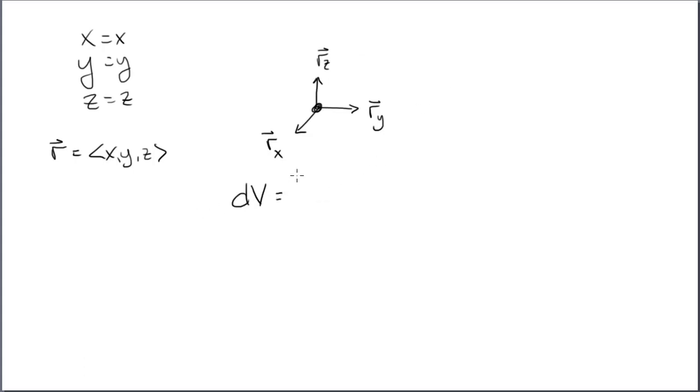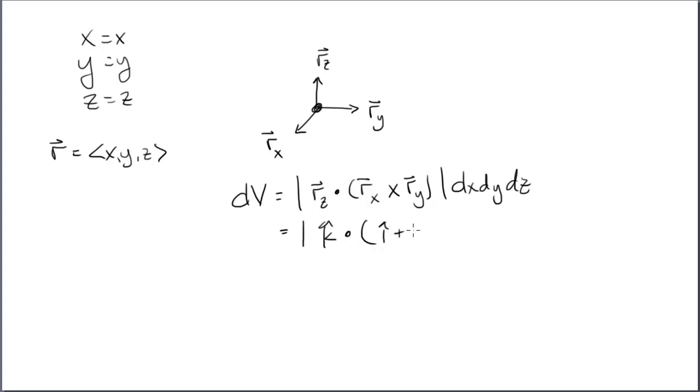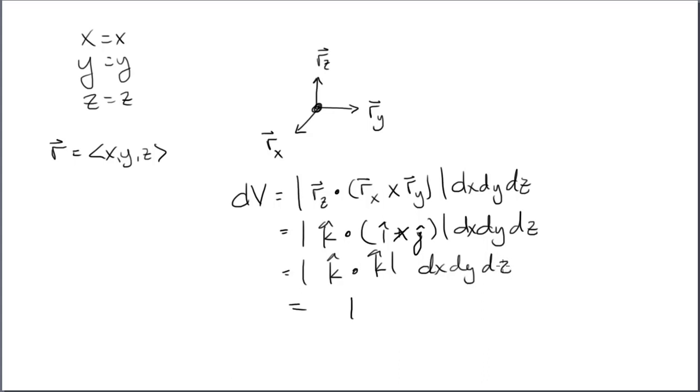The volume differential is the vector triple product, absolute value. Here it's the same symbol as length of a vector. It always means size. Z partial is k, x and y partial is i and j crossed gives you k, and k dot k is 1. And so here we go. dV is dx, dy, dz.